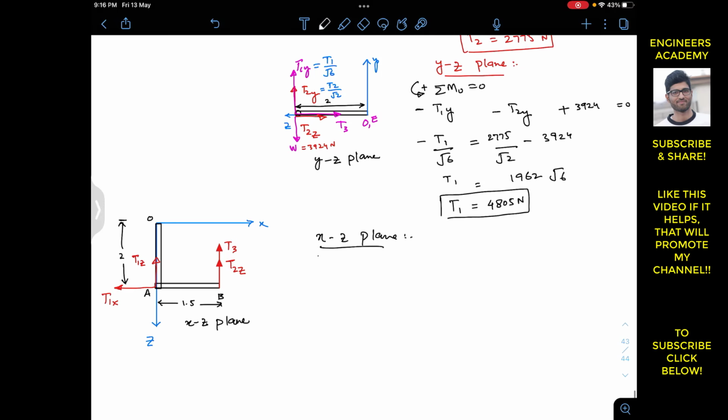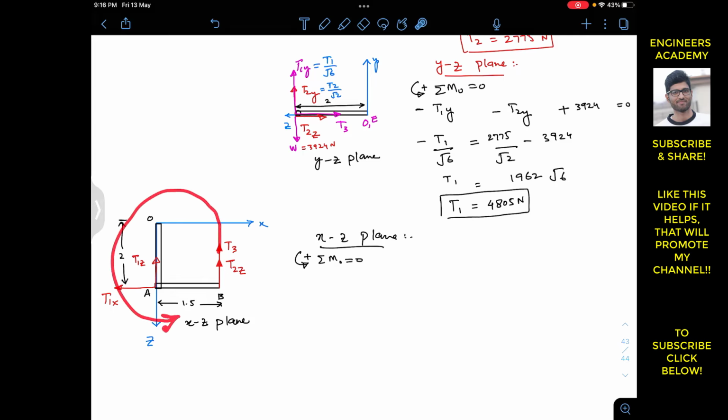So now for the xz plane, again we are going to apply the summation of moment about point O. Again this will be equal to 0 since the system is in equilibrium and the counterclockwise moment is assumed to be positive. So now as we can see, this T1z is passing through that point O, so it's not going to produce the moment about that point O. So these two components and this T1x, they are producing the moment about point O.